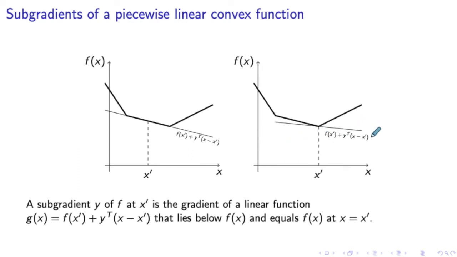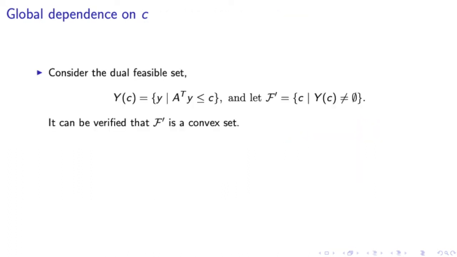Now that we have a good understanding of the global dependence of the optimal objective value on the right hand side, we can discuss similar properties of the objective as a function of the objective function coefficient c. So if you were to vary the objective function coefficient, then the objective function value may change, right? And for the analysis, we essentially look at the dual feasible set.